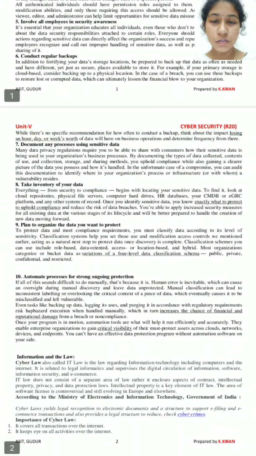Document any process using sensitive data. Many data privacy regulations require you to be able to share with consumers how their sensitive data is being used in the organization's business processes. By documenting types of data collected, the purposes of use, and storage and sharing methods, you gain a clear picture of the data you are processing and how it is handled. In the unfortunate case of a breach, you can adapt this documentation to identify where in the organization's processes the vulnerabilities are.